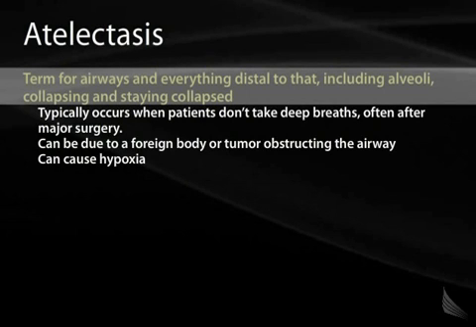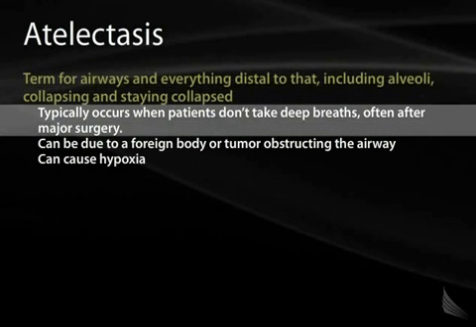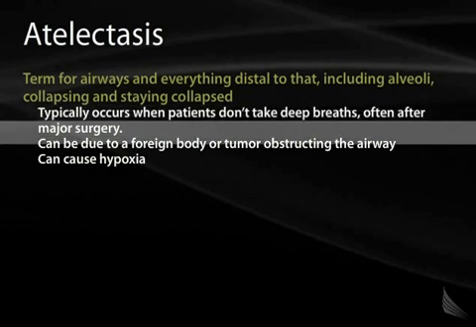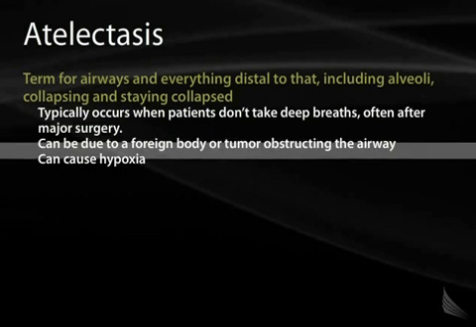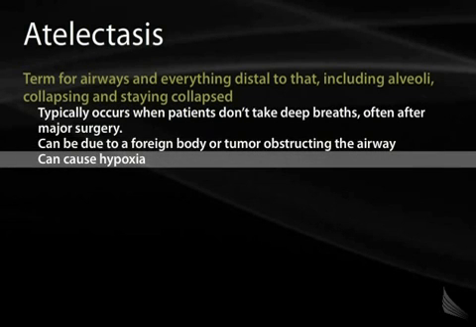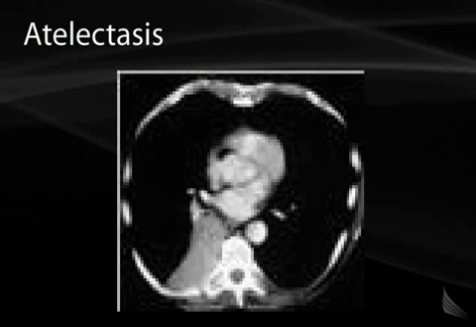Atelectasis refers to airways and everything distal to the airway, including the alveoli, collapsing. It'll typically happen when a patient is not taking very deep breaths, for example, after a major surgery, or because something's obstructing those airways, if a foreign body, a tumor, or a mucus plug is blocking them off. Atelectasis often will cause hypoxia. The atelectasis is shown on this CT scan with the area of collapsed lung in the right posterior lower lung distal to what's likely an airway-obstructing mass.